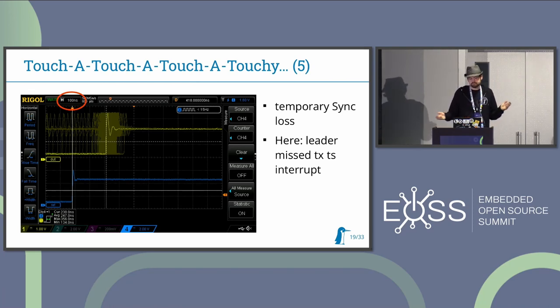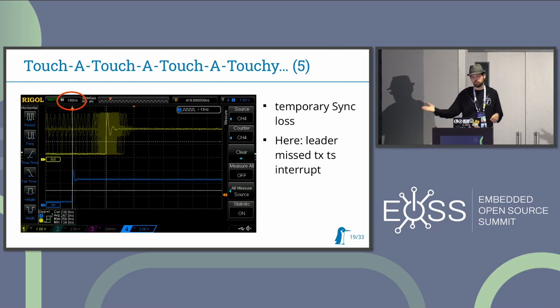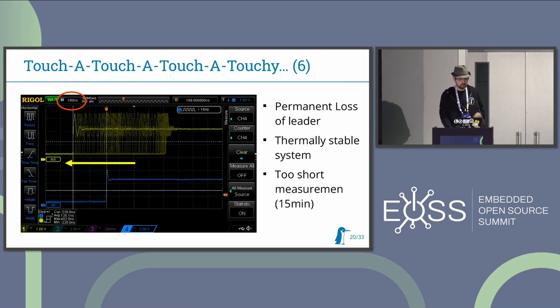Yeah, I didn't use that in this case. So we missed a timestamp and the system got out of sync. The clock was speeding up a bit, so the edges were traveling left. After some back off time with the error mode, we just regained synchronization and the clock tuned back. So in this case, you only see this failure mode if you record over a longer period of time.